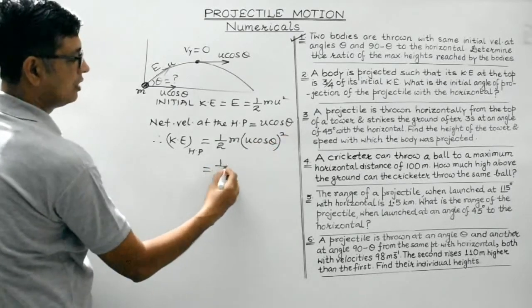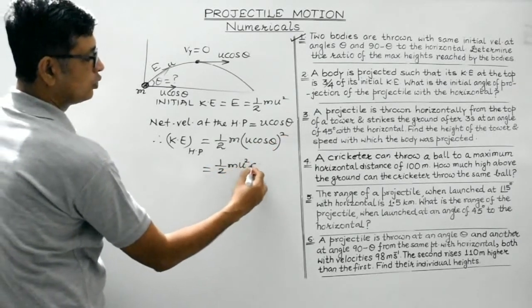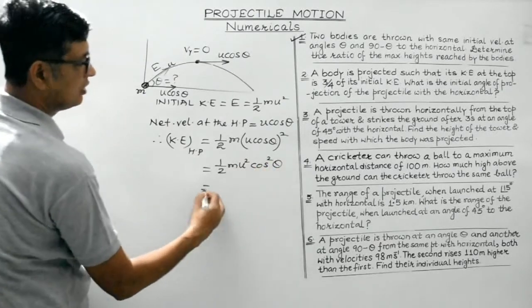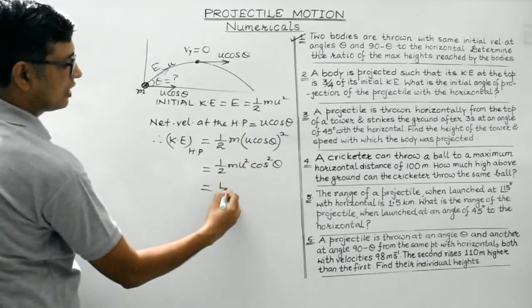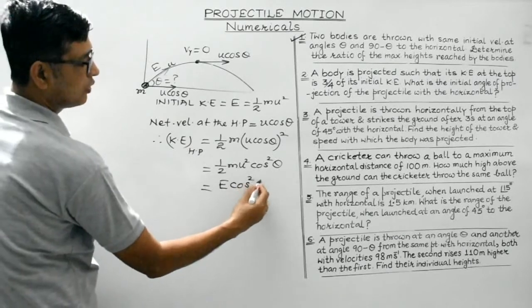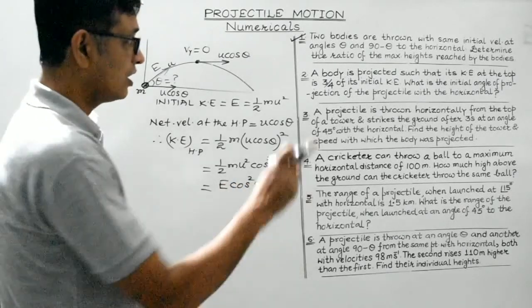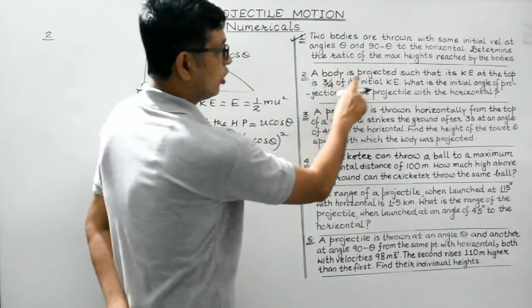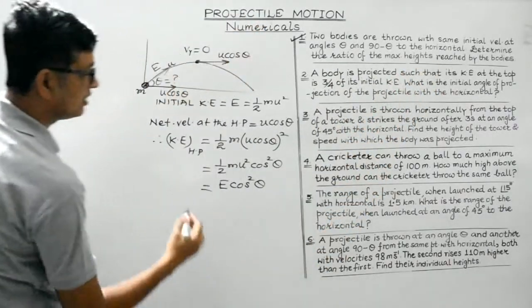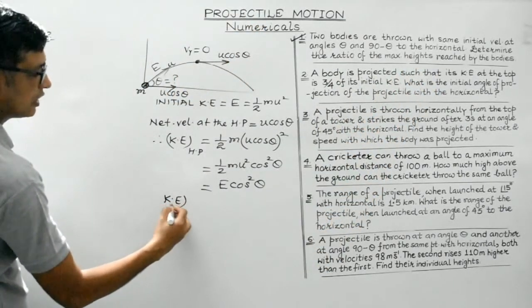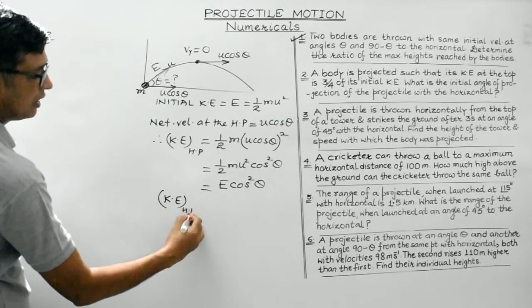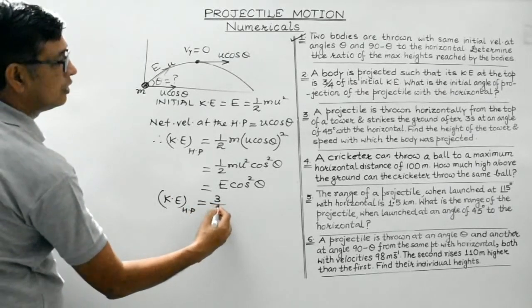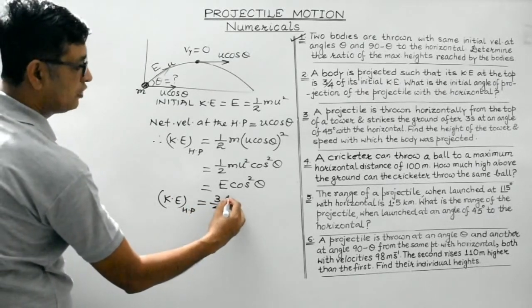So what do you get? Half m u square cos square theta. Half m u square is the initial kinetic energy, so we get E cos square theta. Right? Now come back to the question. A body is projected such that its kinetic energy at the top. So kinetic energy as per the question at the highest point is equal to 3/4 its initial kinetic energy.